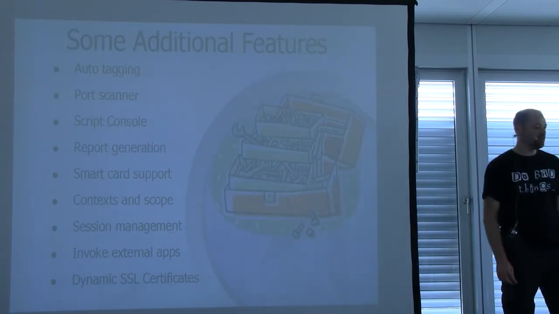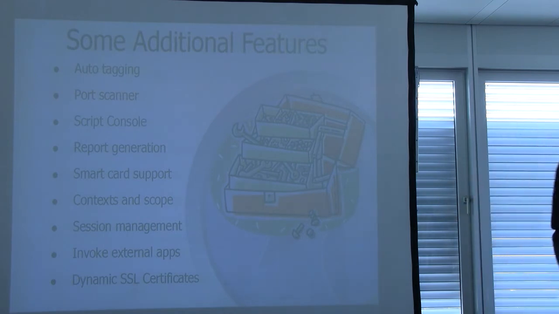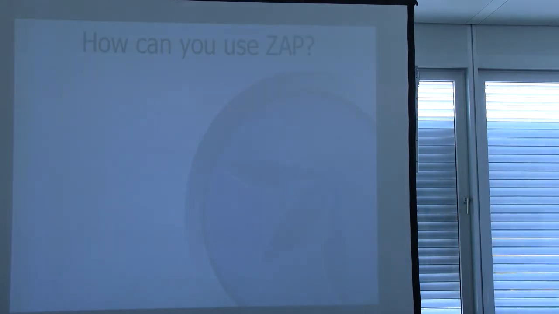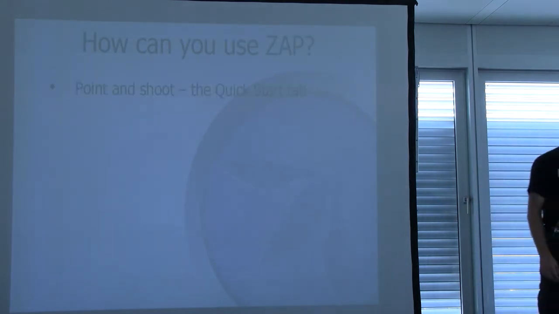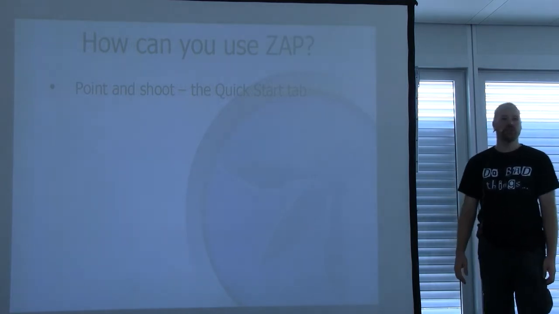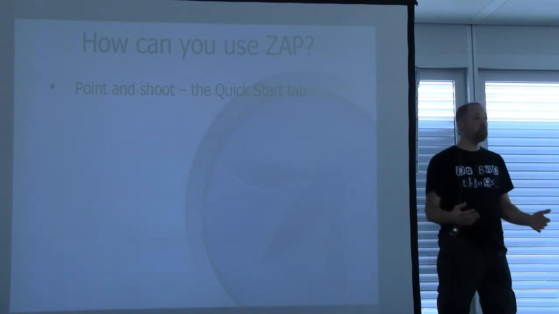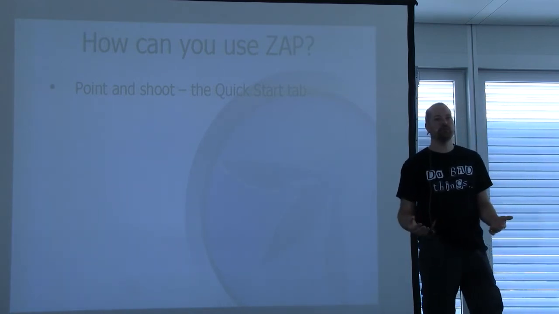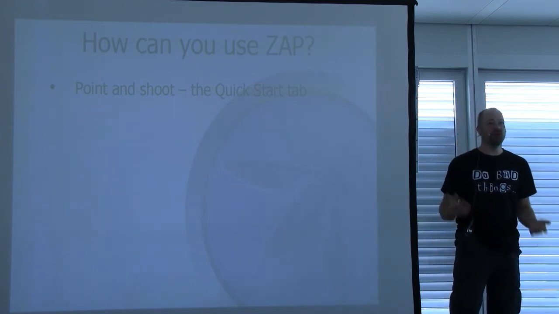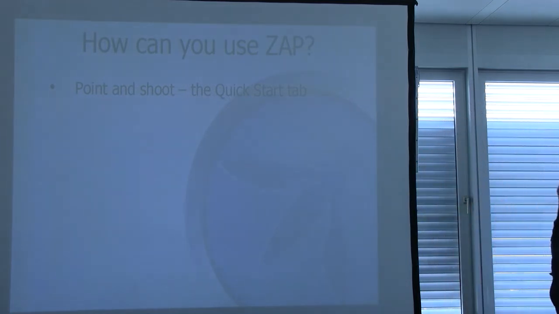And there are loads of other additional features which I'm not going to go through, but they're there. I think there are different ways of using ZAP. We have this quick start option, which is just give it a URL and go, bang. It is pretty effective for certain types of websites, but if you've got authentication, it's not going to work. But it's a very quick point and shoot option.